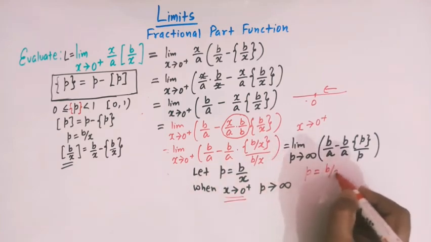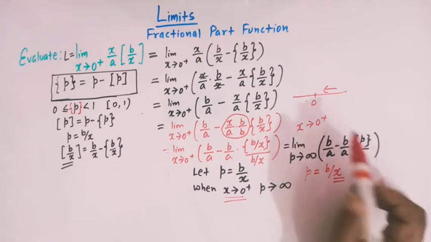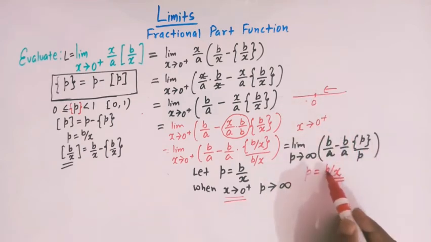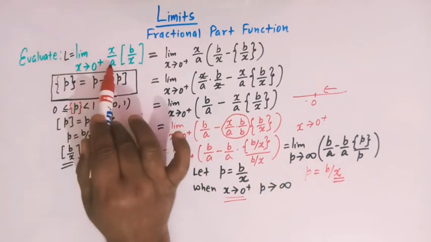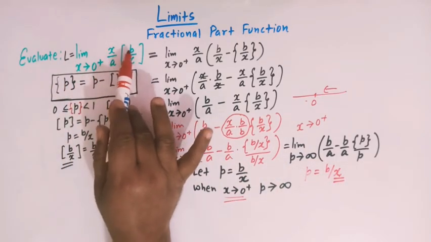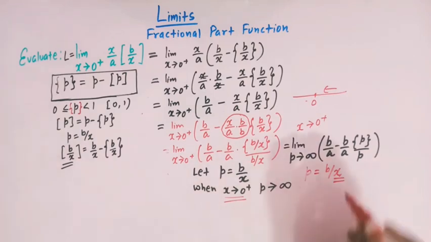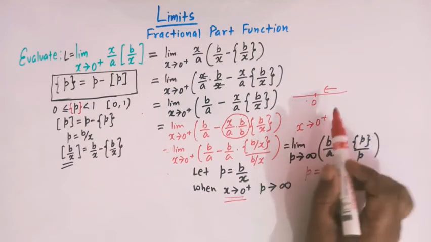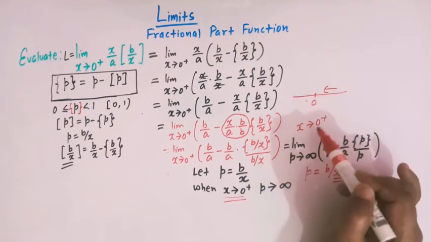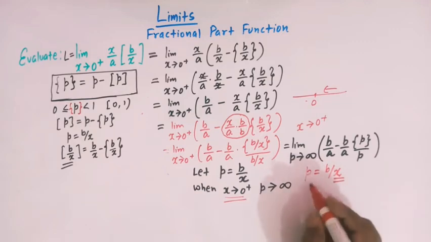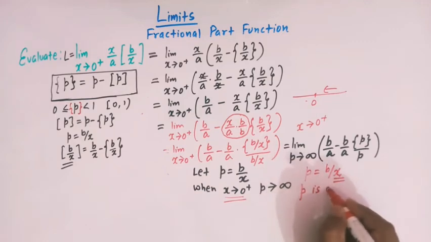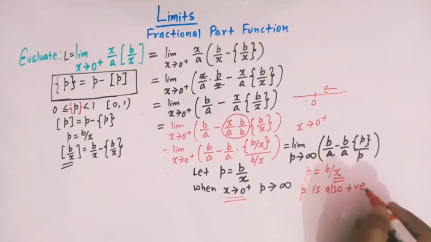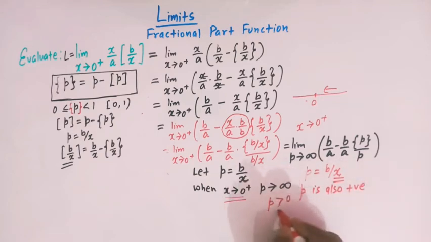and here we are assuming that p is equal to b over x, so x is always positive and b is always positive, because here we are given that the numbers a and b are positive integers, right? So b is positive, it is given as positive, and x approaches from the right of 0, so x is positive, hence p is also positive, right? So we can write p greater than 0, right?